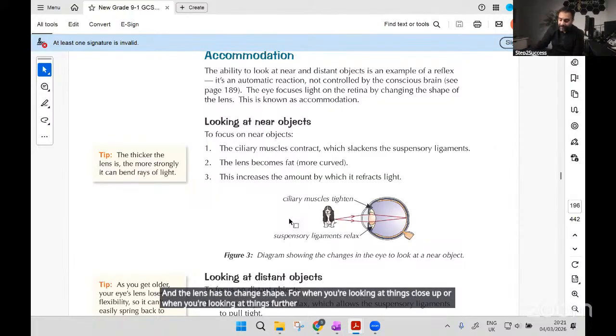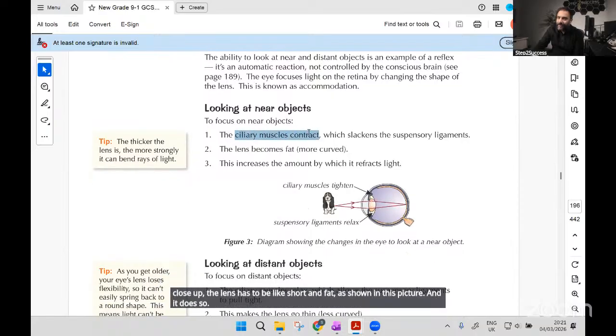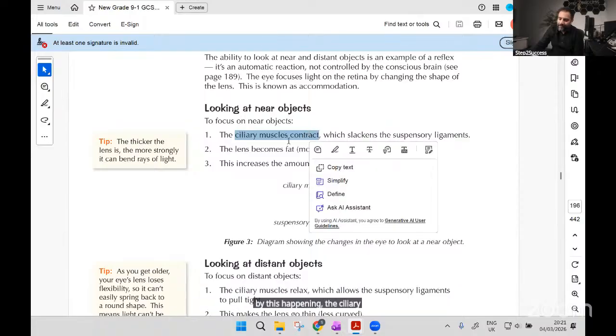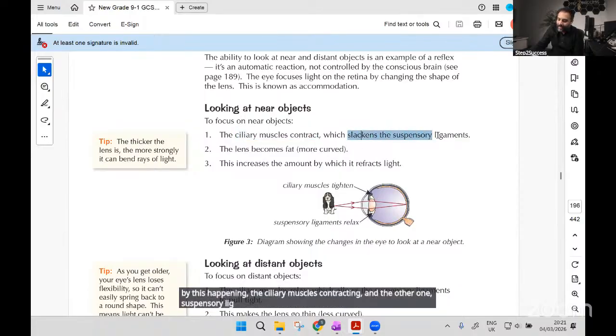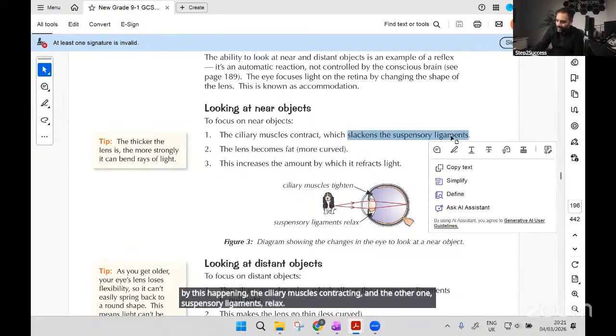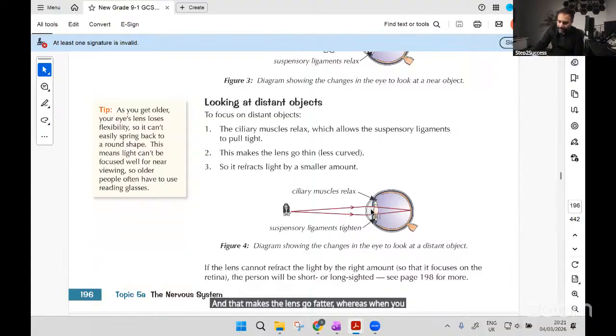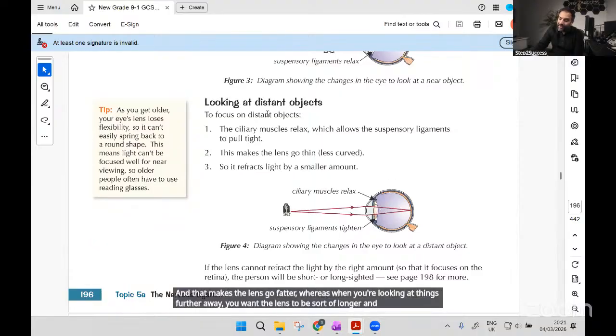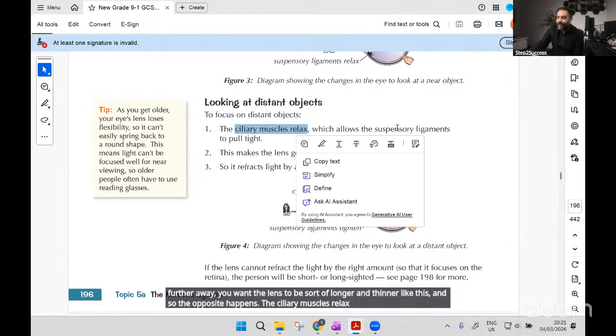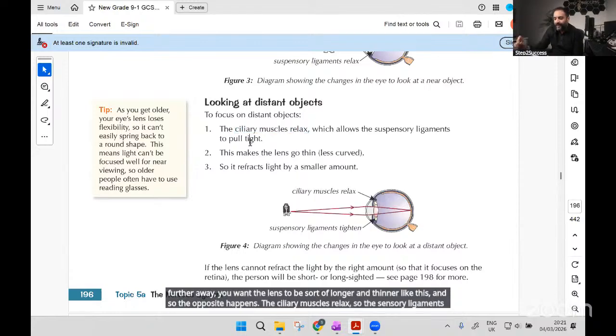So when you're looking at things close up, the lens has to be short and fat, as shown in this picture. It does so by the ciliary muscles contracting and the other ones, suspensory ligaments, relaxing. That makes the lens go fatter. Whereas when you're looking at things further away, you want the lens to be longer and thinner like this. And so the opposite happens. The ciliary muscles relax, suspensory ligaments pull tight or contract.